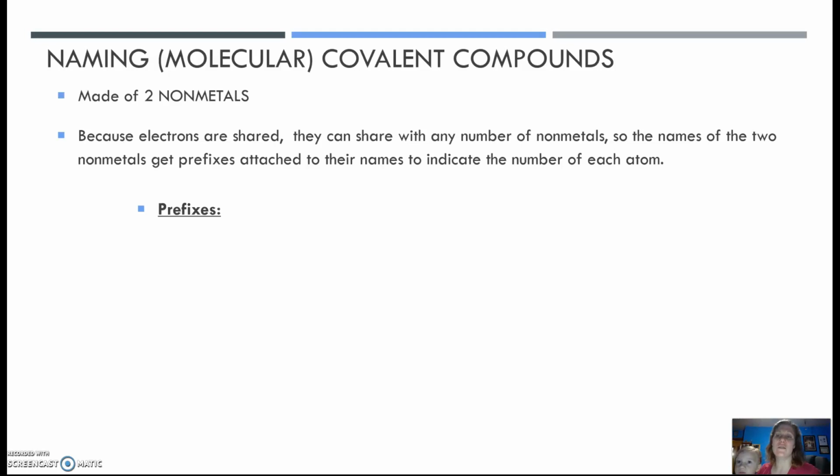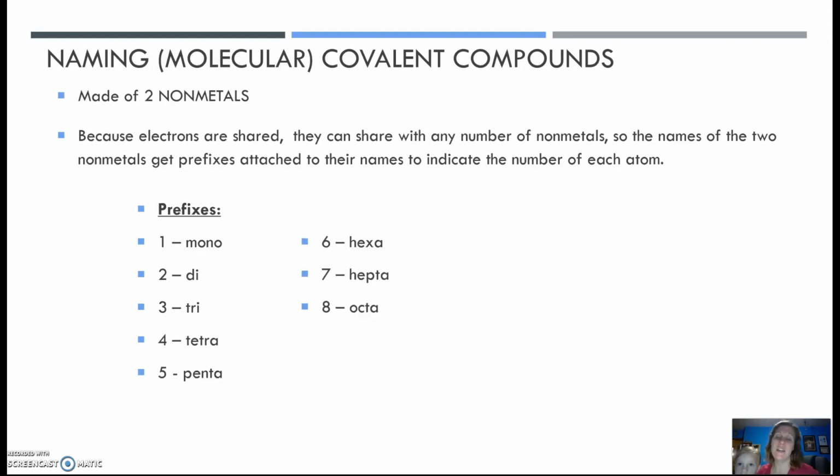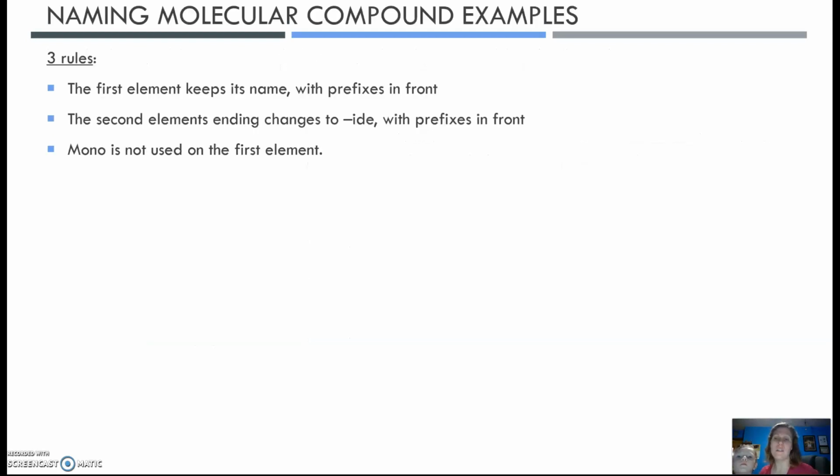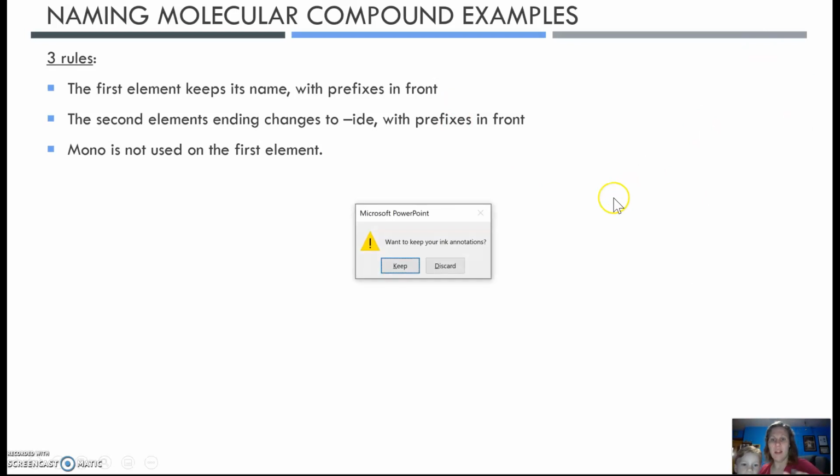You use prefixes. So the prefixes are: 1 is mono, 2 is di, 3 is tri, 4 is tetra, 5 is penta, 6 hexa, 7 hepta, 8 octa, 9 nona, 10 is deca. So this is real fast. When you name molecular compounds, they're the easiest thing. So FYI, there's this naming rule.